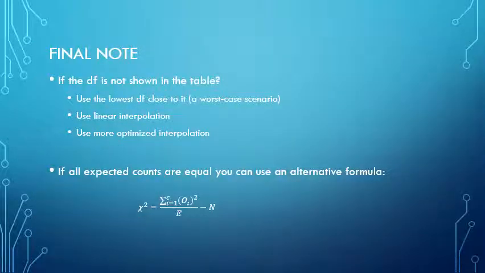As a final note, it might happen that your degrees of freedom is not actually shown in the table. You could then perhaps use the lowest degrees of freedom close to it. That would be more like a worst case scenario. Some might actually recommend to use linear interpolation or some optimized interpolation, or perhaps even another distribution doing an approximation of it. That's all quite specific, so you might want to check with your professor.